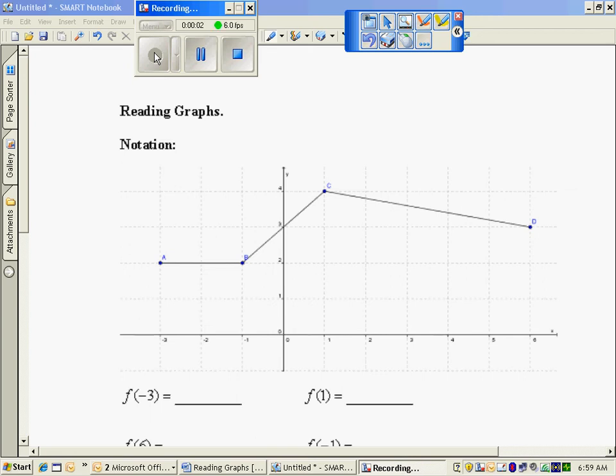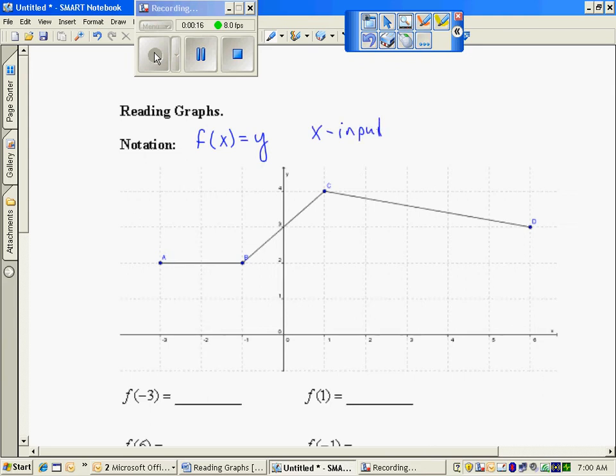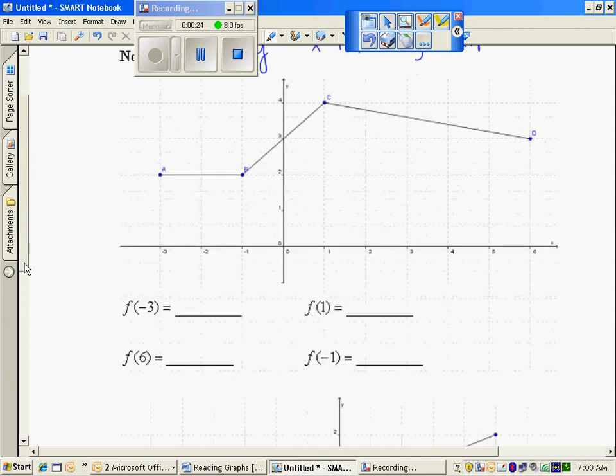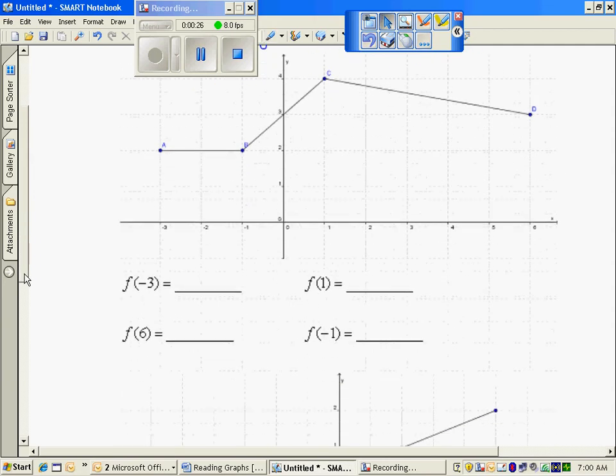We're going to be reading points off of a graph instead of plotting them on a graph. Reviewing the notation for a function f of x equals y. That means that x goes into my function, it's called my input. Y comes out of my function, or is my output. So looking at the following graph, I am giving an input with this notation, f at -3.